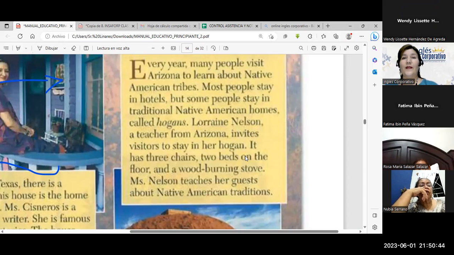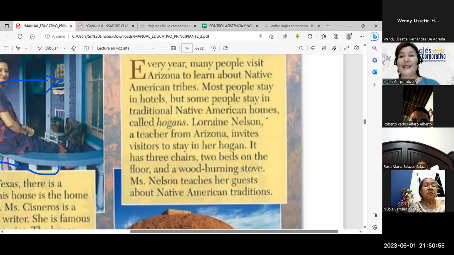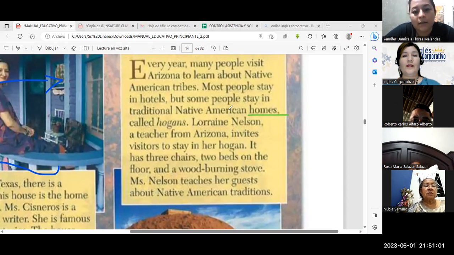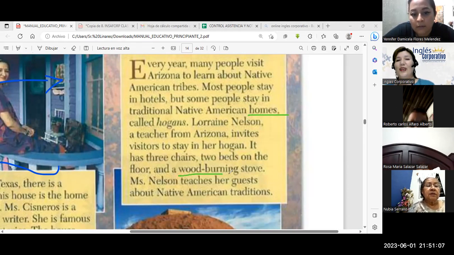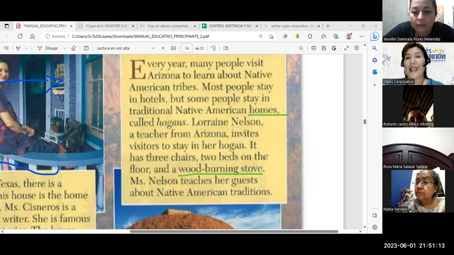Questions? Questions on vocabulary? Preguntas de este vocabulario nuevo? Homes, casas. Wood burning stove. Cocina de leña. Wood es leña. Burning es que se quema. Stove es cocina. Cocina de leña. What is another one?